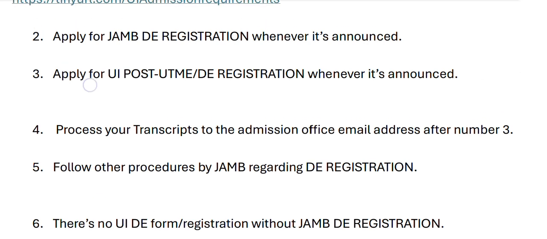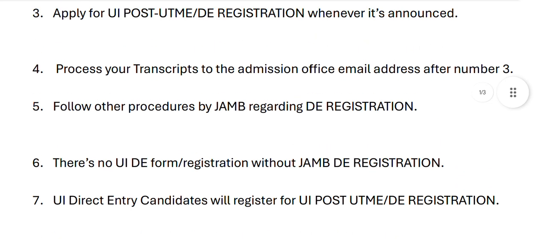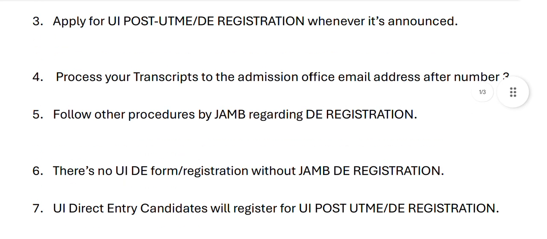So after you are done with that third step, then you process your transcript to the admission office email address. After that, number 4. I used to have issues with them at this point as well, so let me break it down. Different categories of people apply for admission through direct entry: Cambridge people, ND people, NCE people, HND, nursing, and first degree. So like 6 categories of people, and they have their procedures. This number 4 is very subjective and very personalized.